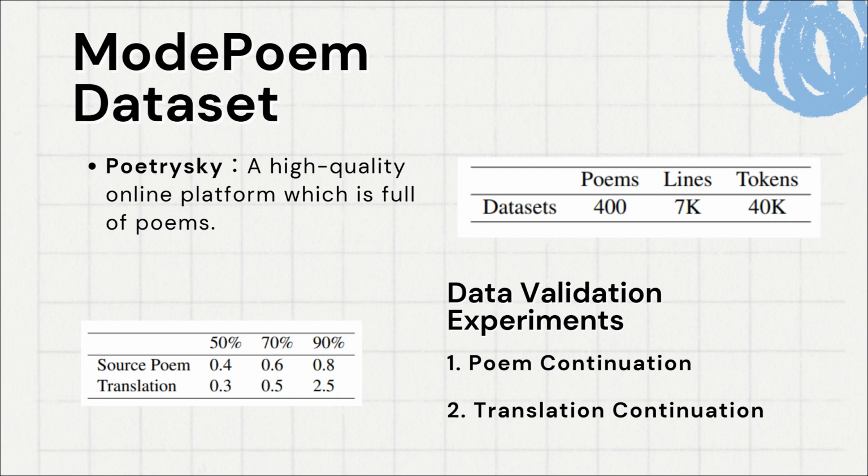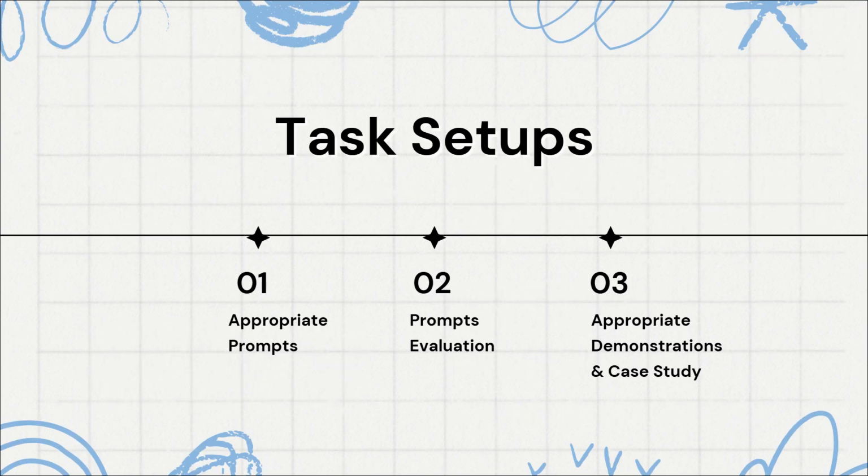The table below shows validation experiments conducted by GPT in two tasks, poem continuation and translation continuation. The results were not high, indicating that while GPT may have been trained on some of the data, there is still room for improvement in generating translations. Next, the authors conducted three main tasks.